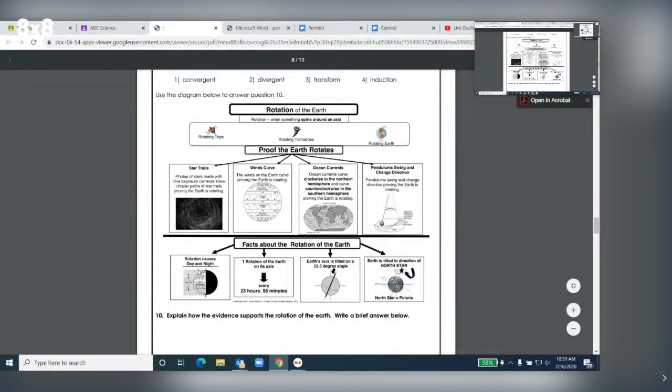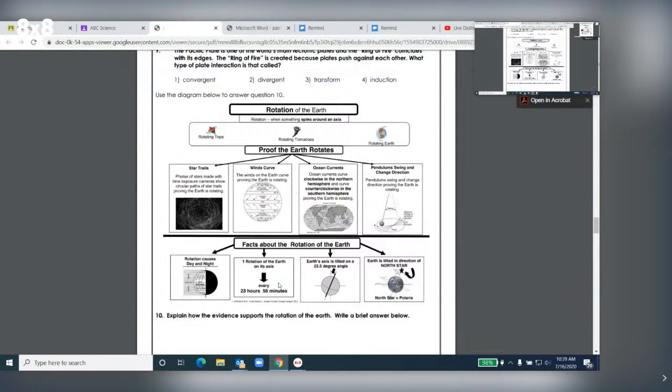Rotation causes day and night, and rotation of the Earth is 23 hours, 56 minutes. That's why a day is 24 hours. The Earth is tilted 23.5 degrees, and the Earth is tilted in the direction of the North Star. And that's what that line points up towards the North Star.